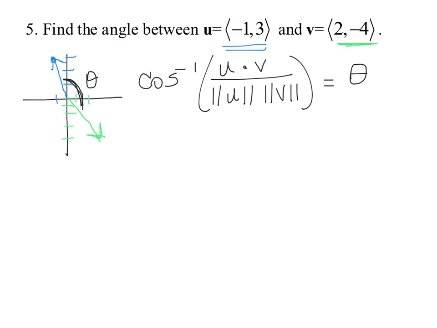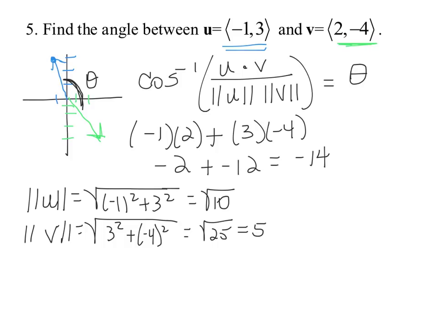So first of all, we need to find the dot product of u and v, and then we need to find the magnitudes of u and v, and multiply the magnitudes together. Then once we have that, we can put it all together with the cosine inverse, and we'll get an angle measurement between these two vectors.